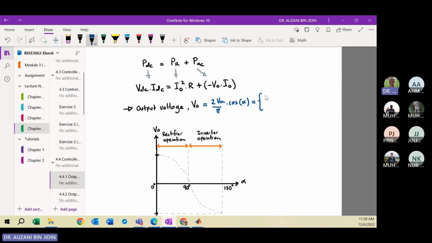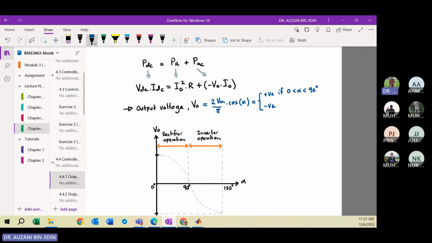First, your output voltage can be positive. Otherwise, your output voltage can be a negative value. The positive output voltage can be obtained if you design the delay angle from 0 to 90 degrees. So this is alpha, the firing angle, 90 degrees. You can try to verify using a calculator. You set cos from 0 to 90, so you get a positive value.